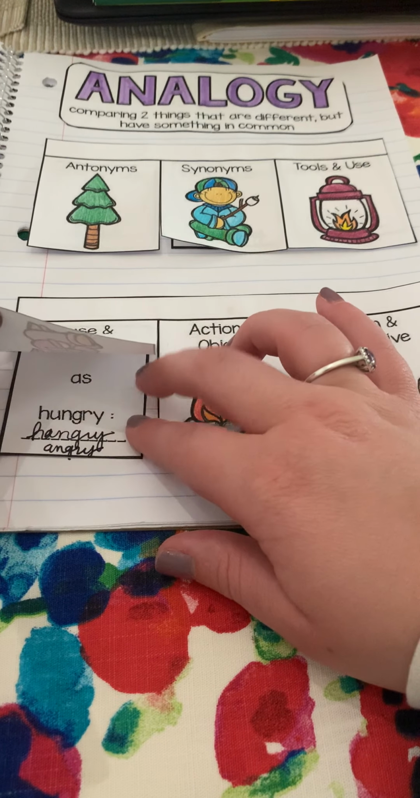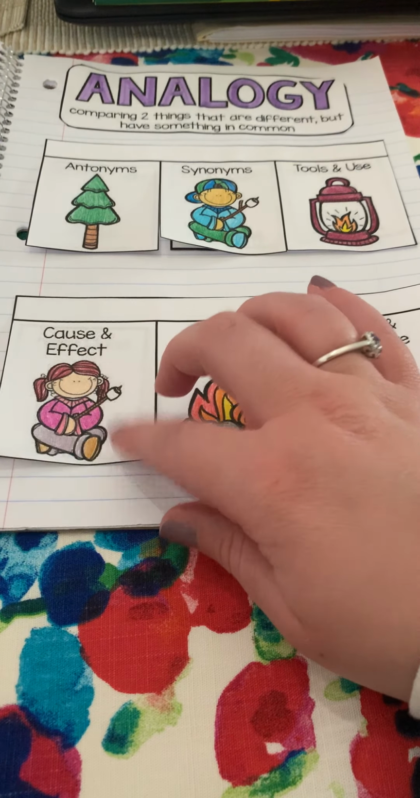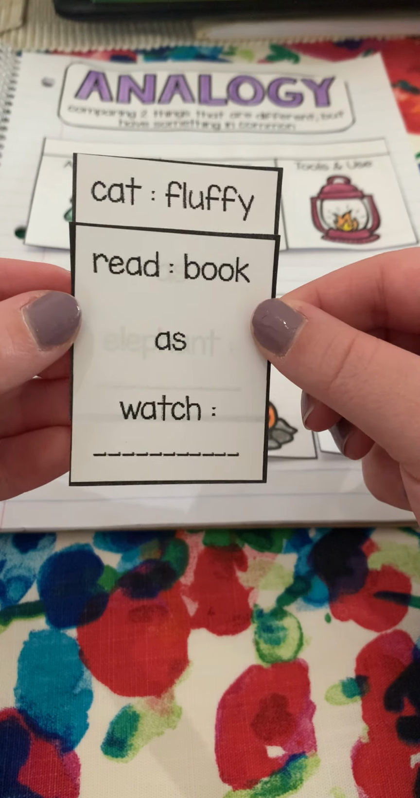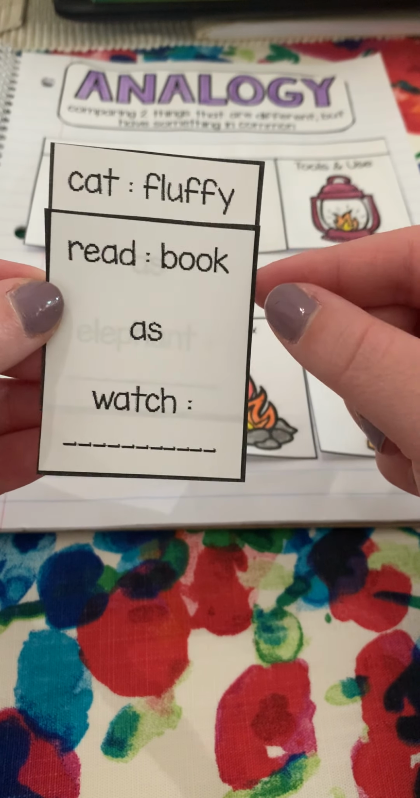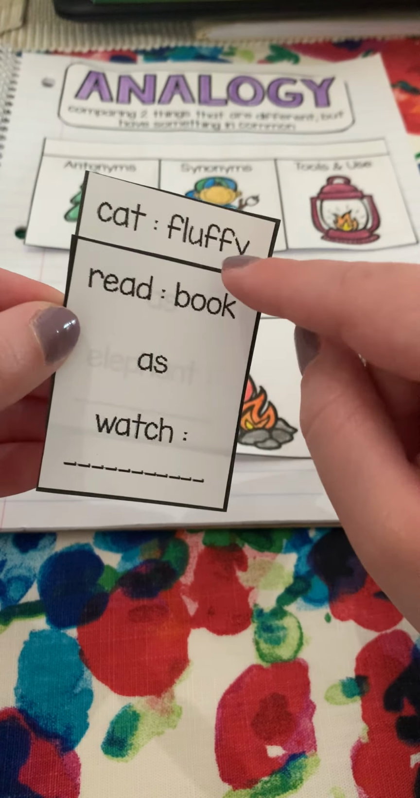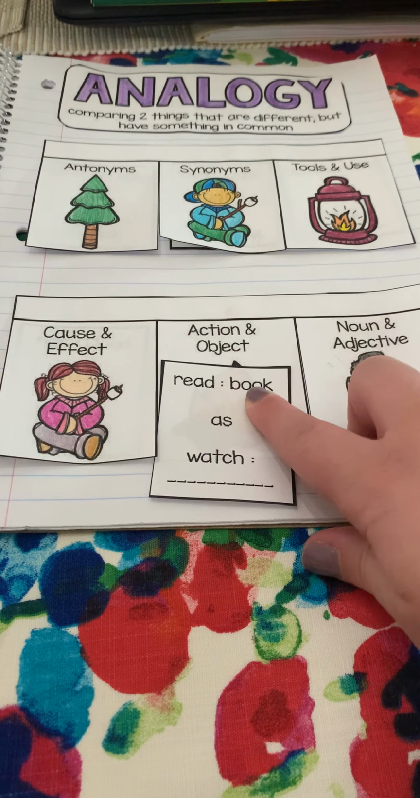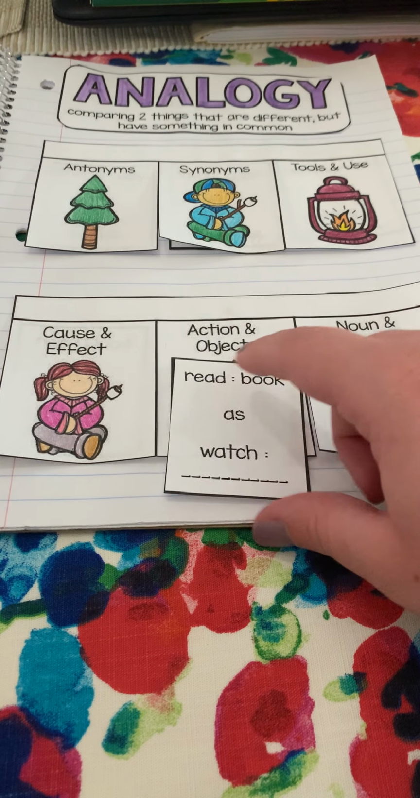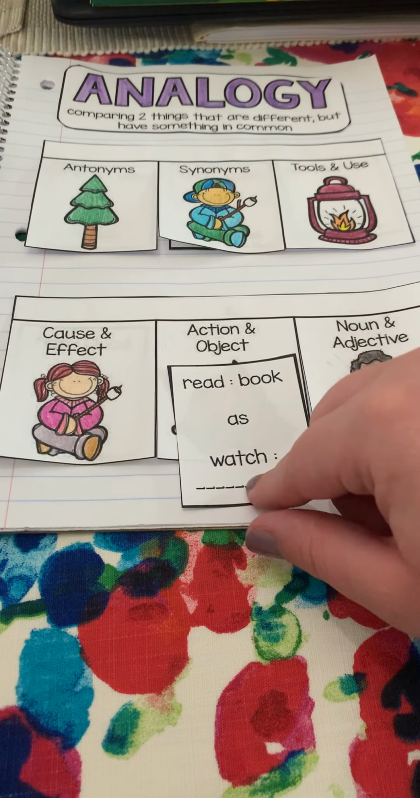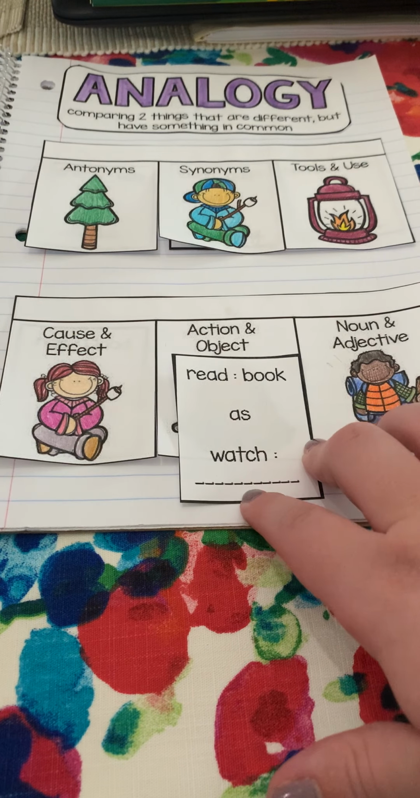Okay, so cause and effect. Then you need to find an action and an object. So which one of these has a verb? Cat's a noun, Fluffy's an adjective, read is a verb, and book is a noun. So this one has an action, which is to read, and the object that you're reading is a book. So read is to book, as watch is to what do you watch?